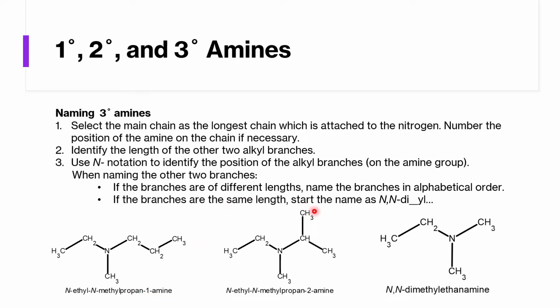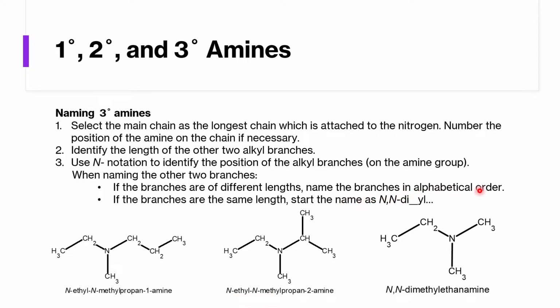Similarly, in this example, our main chain has 3 carbons. It's a propane amine again, but in this case, it's propane 2 amine because the nitrogen is attached to the second carbon on the main chain. We then have an ethyl group and a methyl group again. So we're going to label that N-ethyl and methyl.